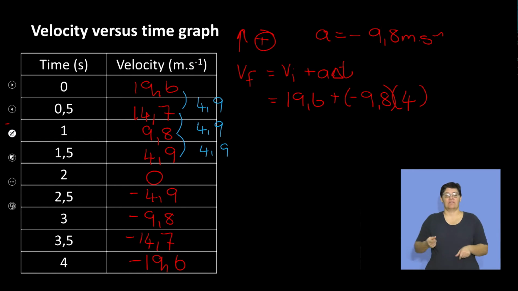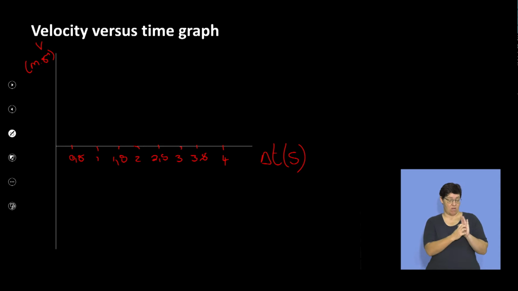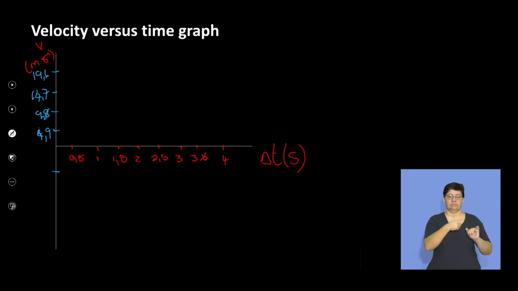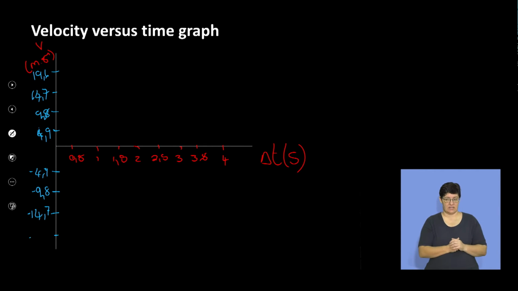That means when I get to my graph, I can go 4,9, 9,8, 14,7, 19,6. Minus 4,9, minus 9,8, minus 14,7, there's a minus there, and minus 19,6. Okay? I've got all my points, don't forget your 0.